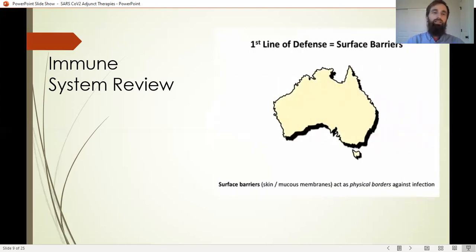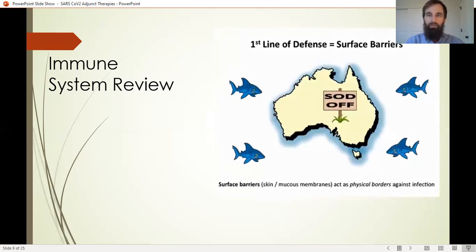The first line of defense, this would be the mucosal membranes. This is what we talked about. That would kind of be like the surface barriers. That decreases your exposure load. That keeps the exposure out.